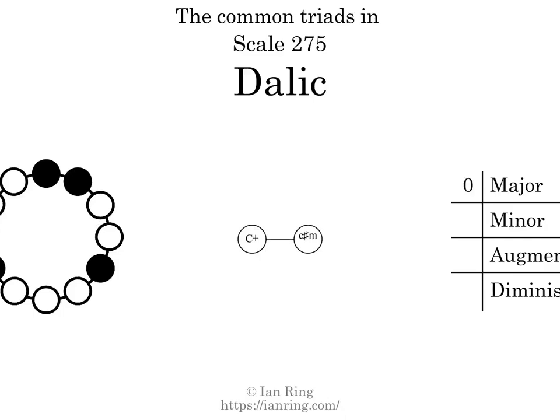There are no major triads. There is one minor triad. There is one augmented triad. There are no diminished triads. Here is a Hamiltonian path of parsimonious voice leading that uses all the triads.